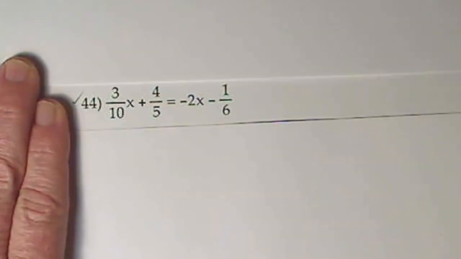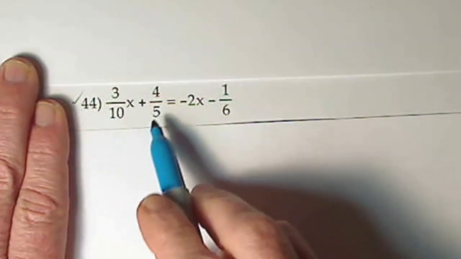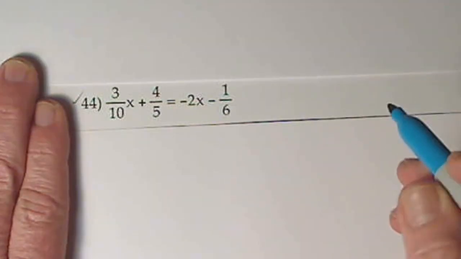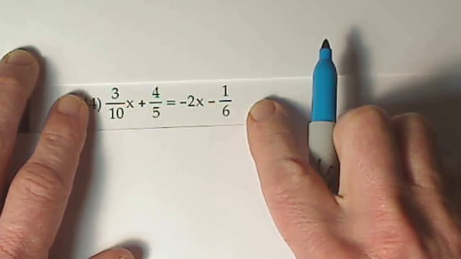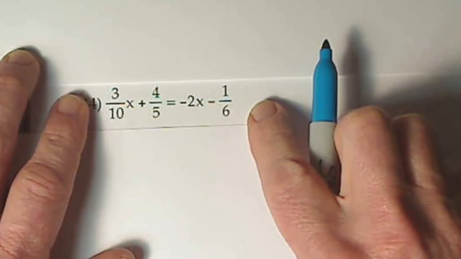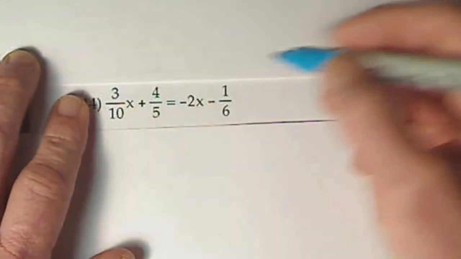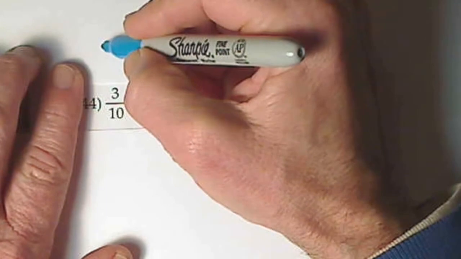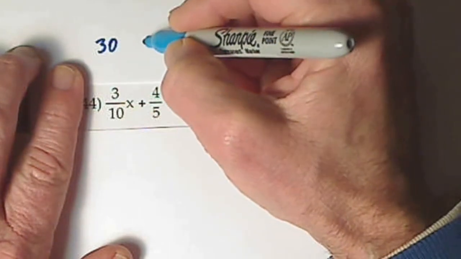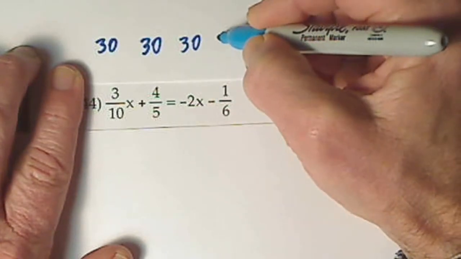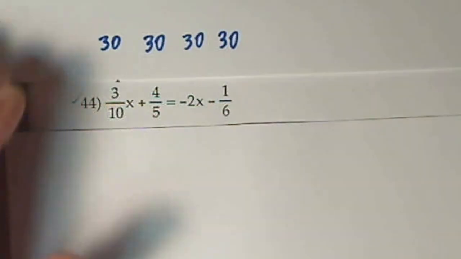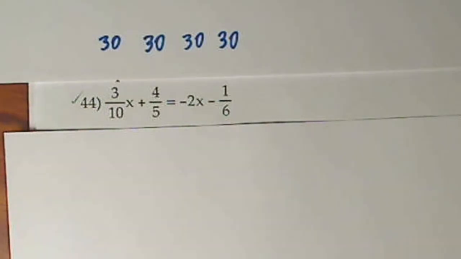So you look at your denominators. 10, 5, and 6. The least common denominator is 30. So you basically have to multiply each term on each side by 30 unless the terms are protected by parentheses. Okay? No parentheses here, so I'm just going to put a 30 over each term. And then I'm going to reduce.